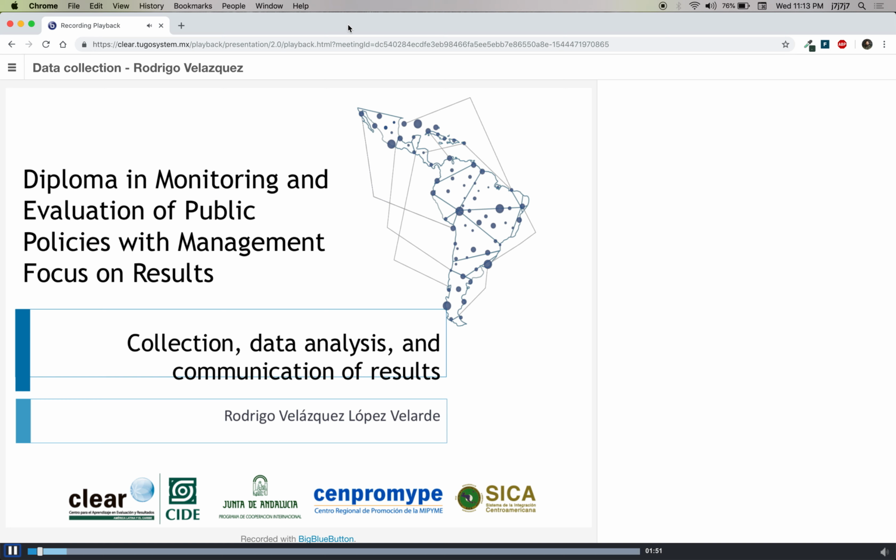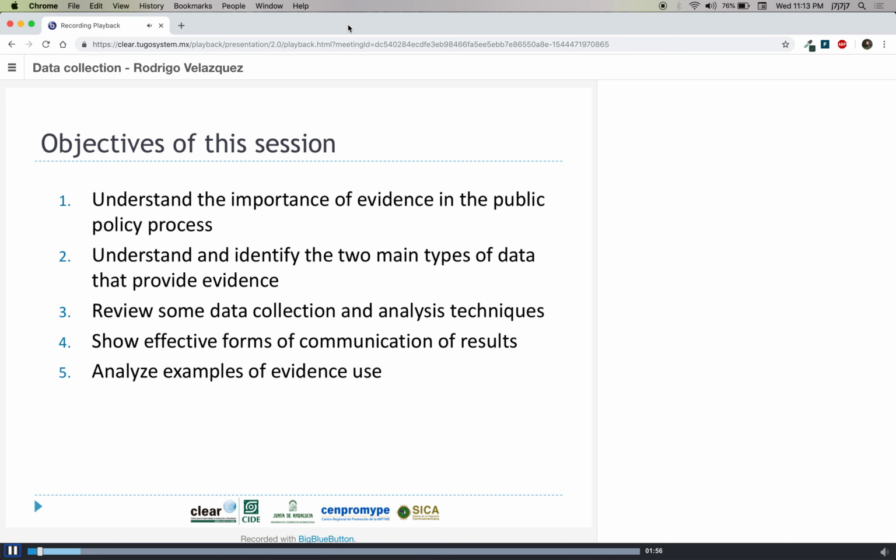So we are going to review the objectives concerning this session. The first one is to understand the importance of evidence in the public policy process. When we talk about data, in order to understand data collection and data analysis, we need to talk about evidence and why it is so important concerning any public policy process or implementation. So this is the first thing that we're going to talk about.